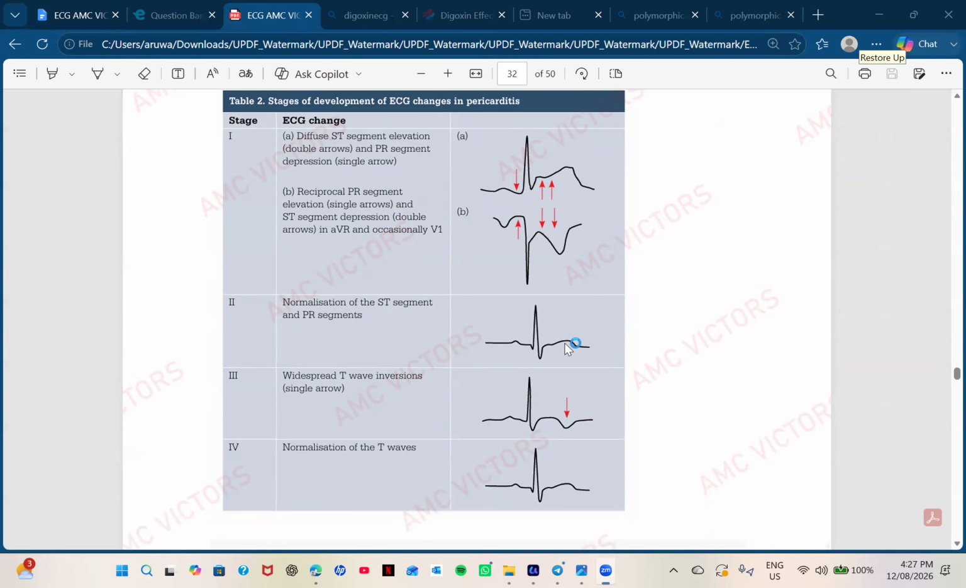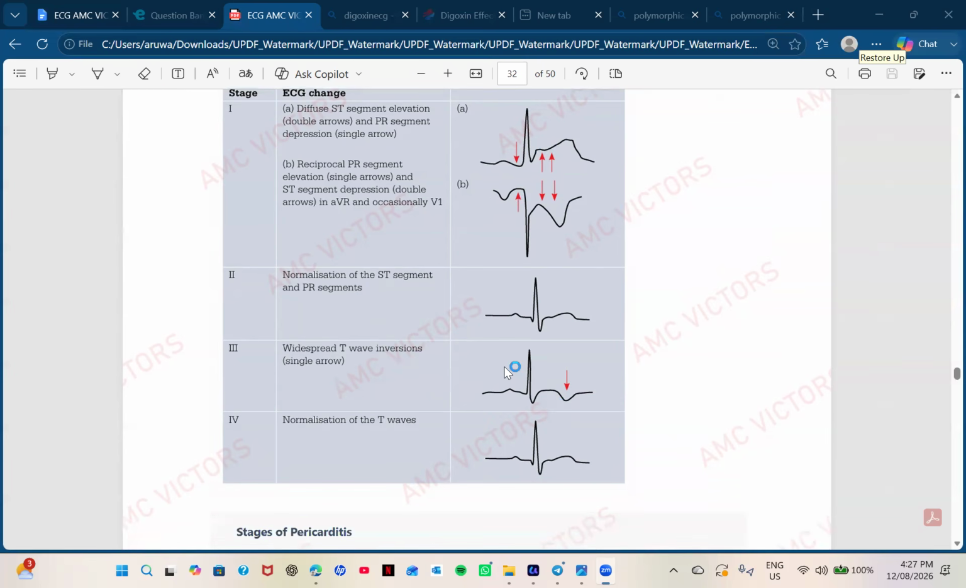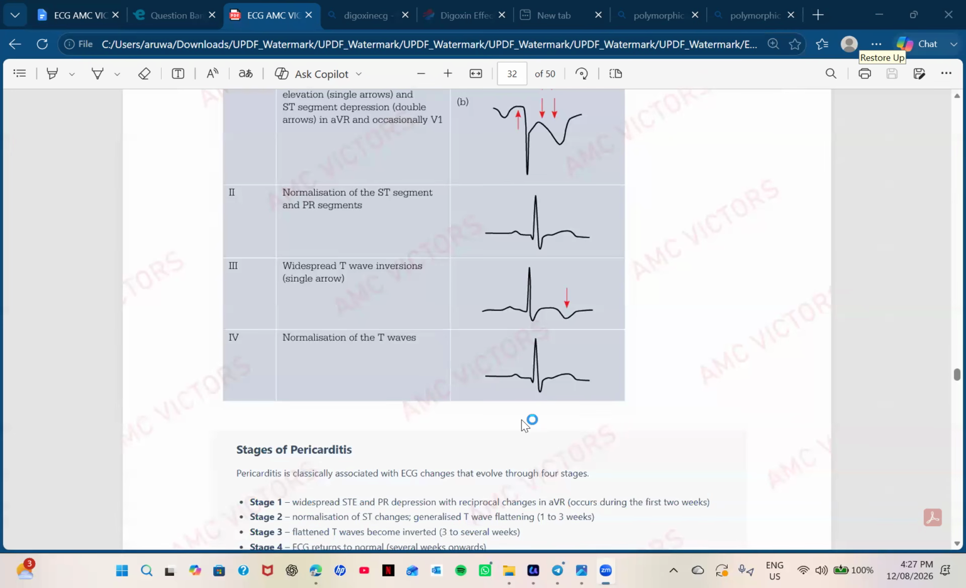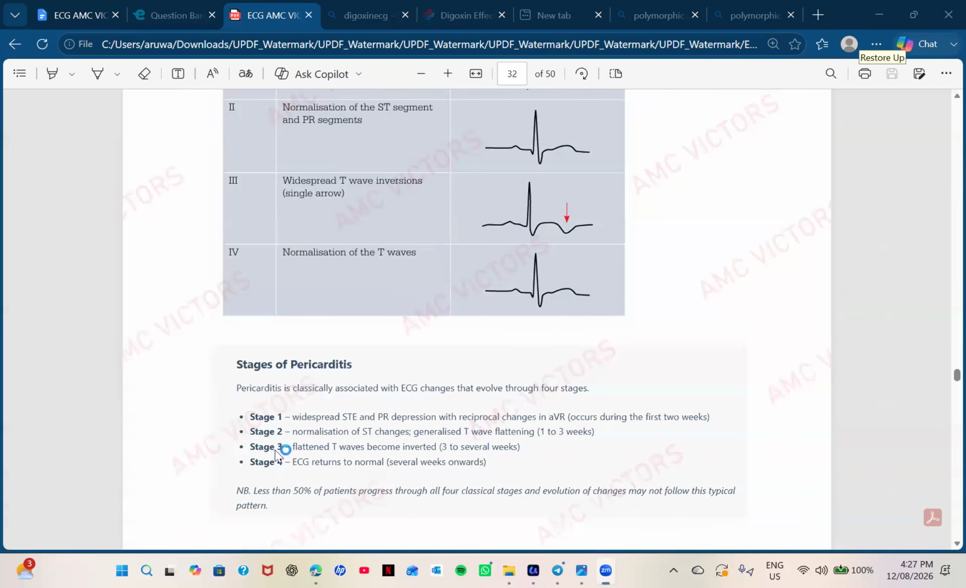Stage two: normalization of the ST segment and PR segment. Here you can see it is kind of normalizing. Then widespread T wave inversion in stage three, and stage four is normalization. In stage three the T wave becomes inverted, from 3 weeks to several weeks. In stage two there is normalization of ST changes and generalized T wave flattening, 1 to 3 weeks. So initially there is diffuse ST elevation and reciprocal changes in the first 2 weeks.